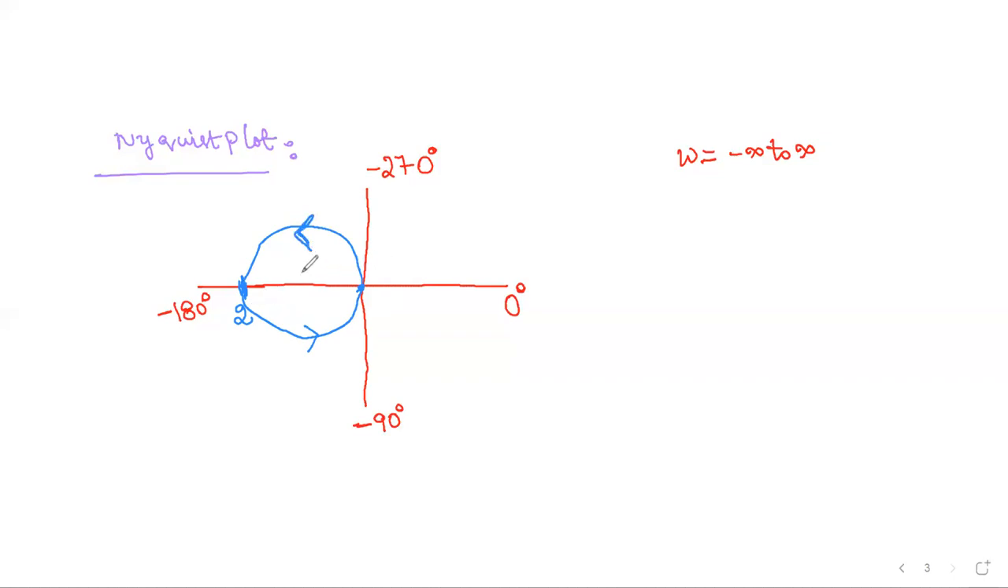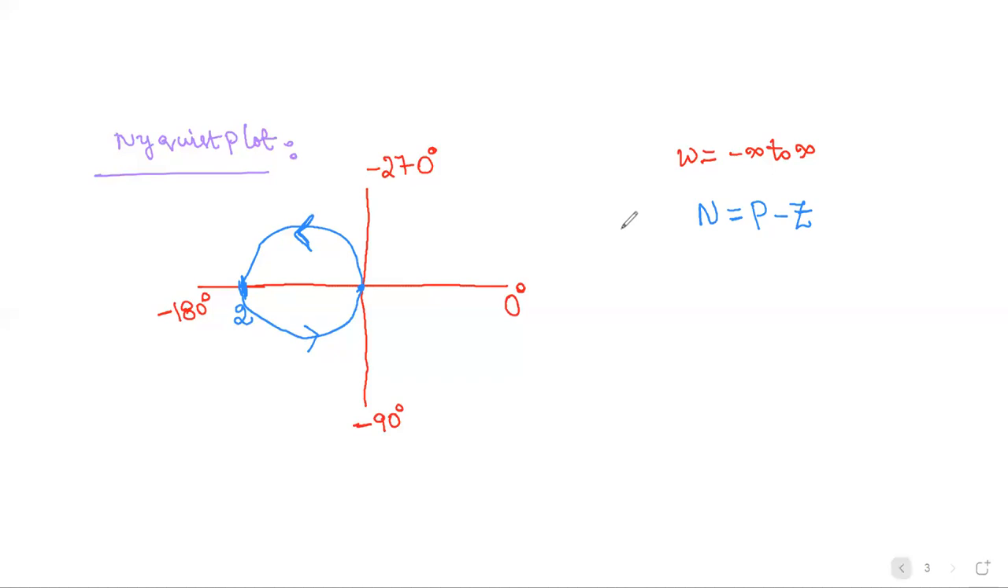But here the stability of the system depends on capital N, on one condition, that is capital N equal to P minus Z. If the given open loop transfer function satisfies this equation, then we can say the system is a stable system.